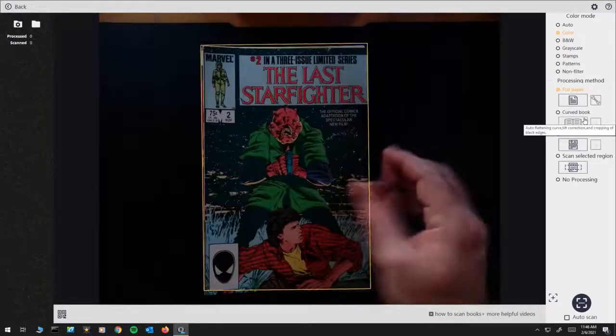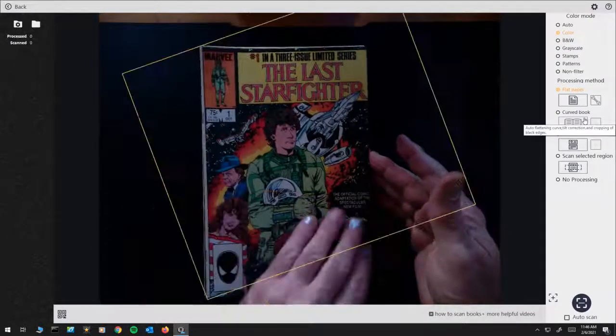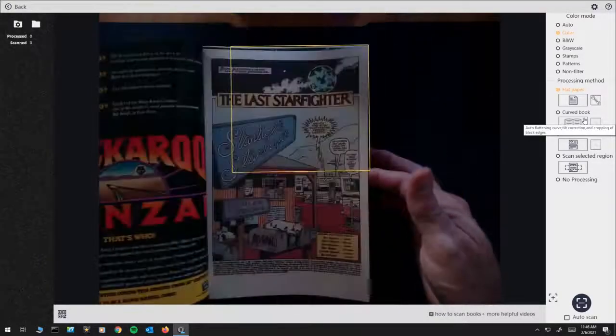And who wasn't a fan of The Last Starfighter, right? Am I right? Brett Blevins and Butch Guice art on the cover.